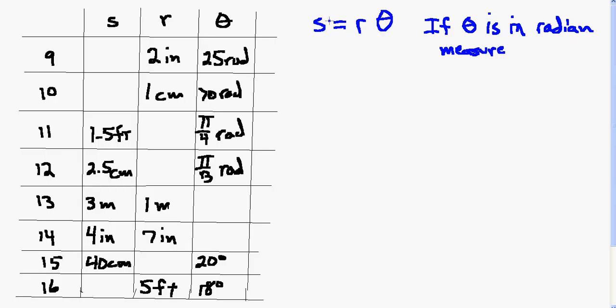So from this particular formula, if I rearrange things, I can tell that theta is going to be the ratio of S over R. We can also see that R is going to be S over theta. So there's a couple different things that we can derive from that one formula.